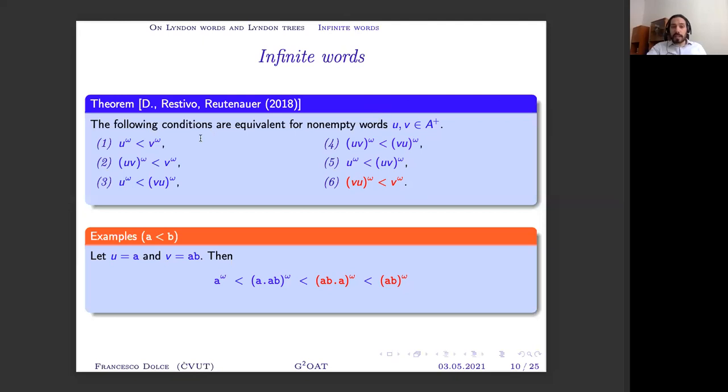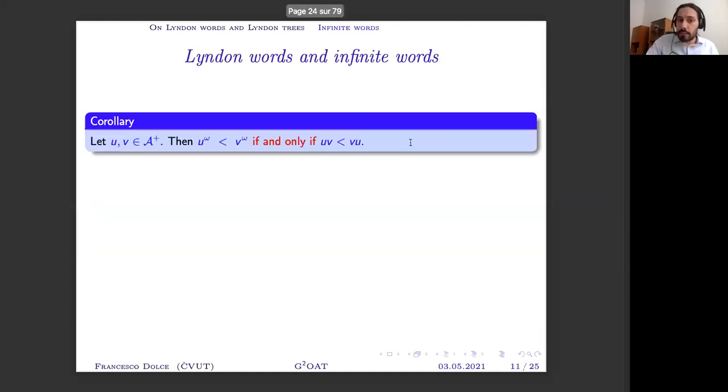Now, let's focus again on the first and on the fourth. So it is equivalent saying that u to the omega is smaller than v to the omega, and that uv to the omega is smaller than vu to the omega. But uv and vu have the same length. And for two words that have the same length, considering the infinite power or just the finite word itself is the same. That means that u to the omega is smaller than v to the omega if and only if, when I consider u first and v after, this is strictly smaller than the conjugate.